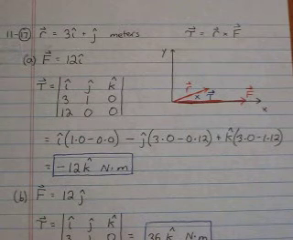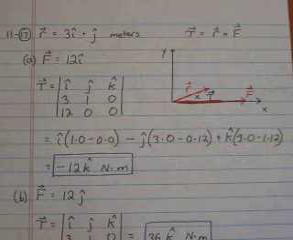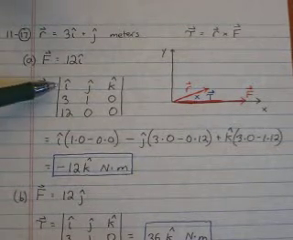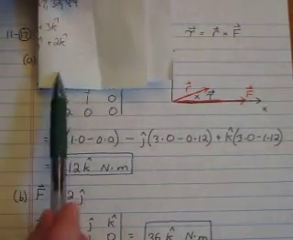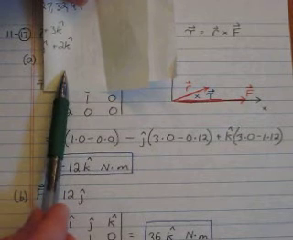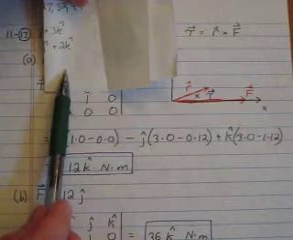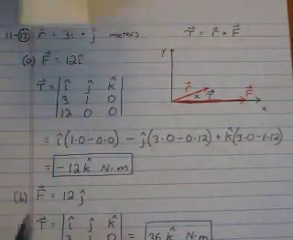Remember the way we find the determinant of a matrix. First of all, with i hat, we're going to block out that row, block out that column, and we see what's left is the matrix 1, 0, 0, 0. And we take the determinant of that 2 by 2 matrix by doing 1 times 0 minus 0 times 0.